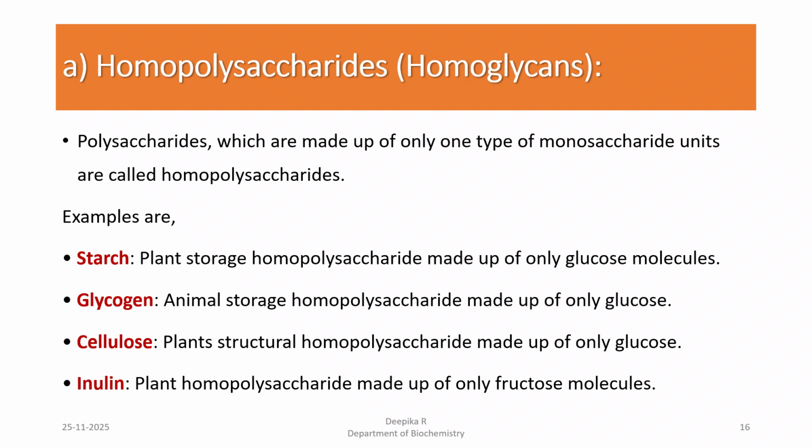Coming to the homopolysaccharide, it can also be called homosaminoglycan or homoglycan. Polysaccharides made up of only one type of monosaccharide unit are called homopolysaccharides. Some examples of homopolysaccharides are mainly starch, glycogen, cellulose, and inulin. This you have to remember: inulin is different, as insulin is different.